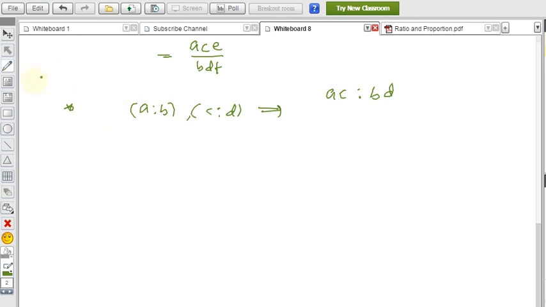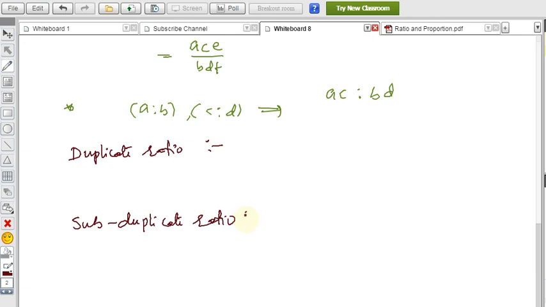Next we will see some types of ratios, like duplicate ratio, subduplicate, triplicate, subtriplicate. So around 4-5 types are there. I'll explain them. First I'll write the types: duplicate ratio and subduplicate ratio, triplicate ratio and subtriplicate ratio.